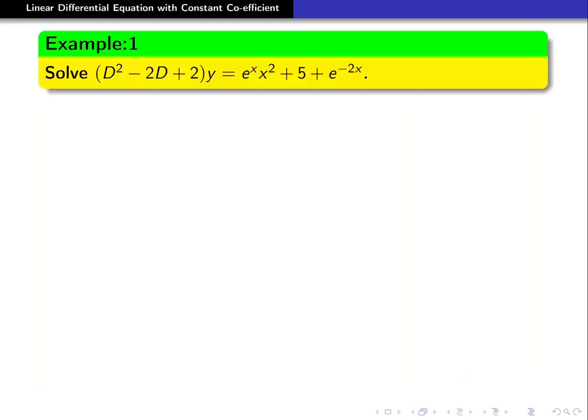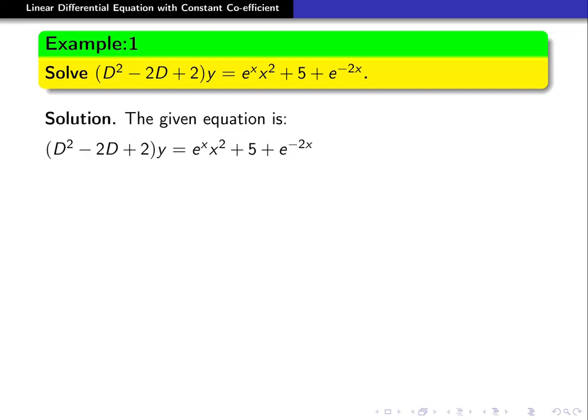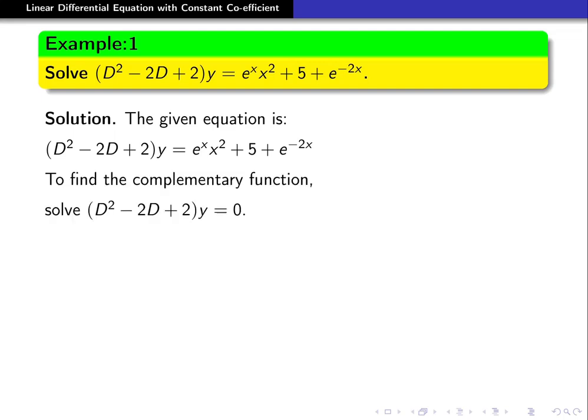So problem number 1: solve D square minus 2D plus 2 into y is equal to e power x into x square plus 5, plus e power minus 2x. So this is the given equation. For the given differential equation we need to find the complementary function. For the complementary function we replace R of x with 0.